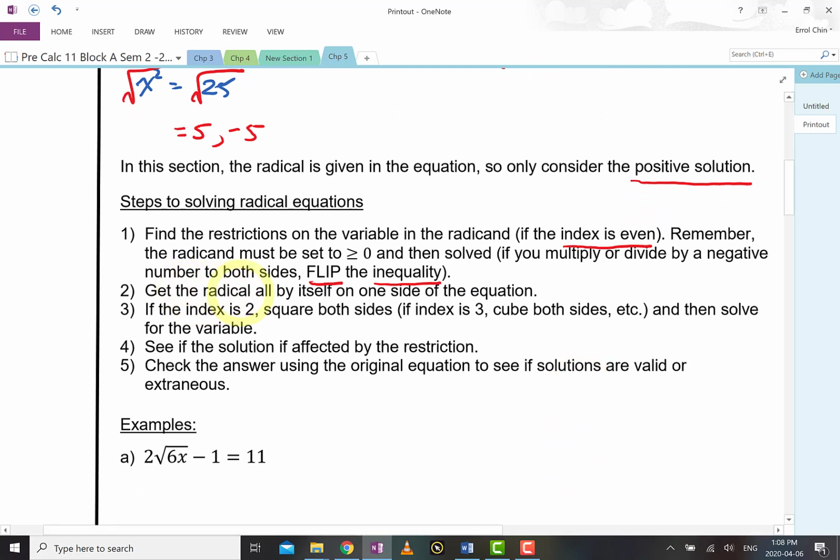Get the radical all by itself on one side. If the index is 2, you square both sides. If the index is 3, cube both sides, etc. And then solve for the variable. Check if the solution is affected by the restriction. And number 5, check the answer using the original equation to see if the solutions are valid or extraneous.